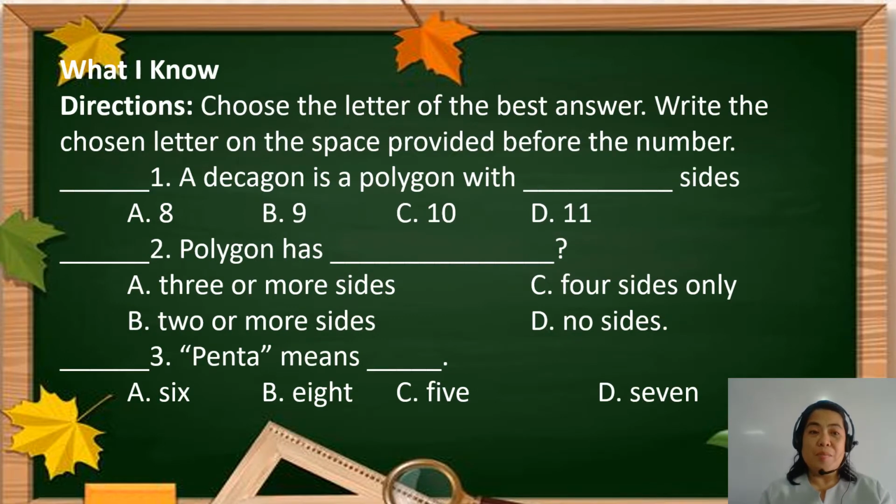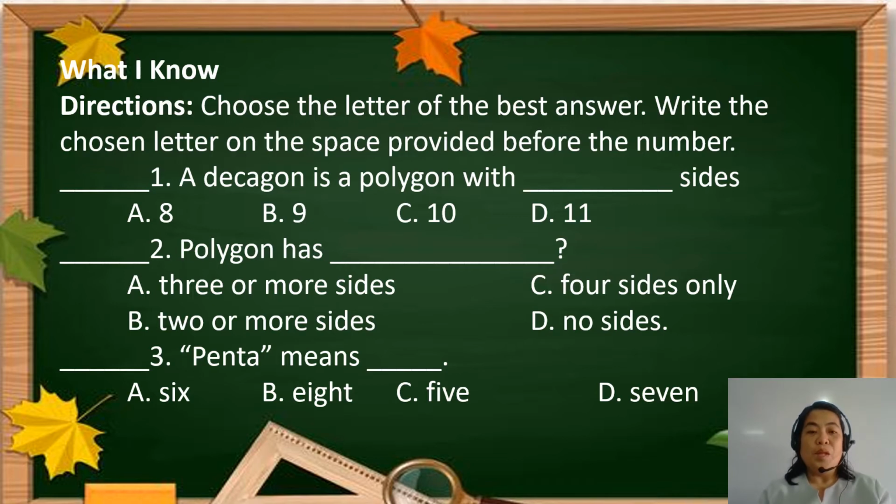Okay, at this time, let us try to recall what you have learned in your grade 4 about polygons. What I know. Directions: choose the letter of the best answer. Write the chosen letter on the space provided before the number. Number 1. A decagon is a polygon with blank sides. A. 8, B. 9, C. 10, D. 11. Okay, the correct answer is letter C, 10.